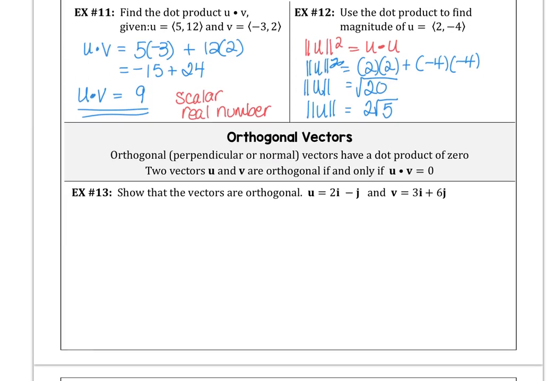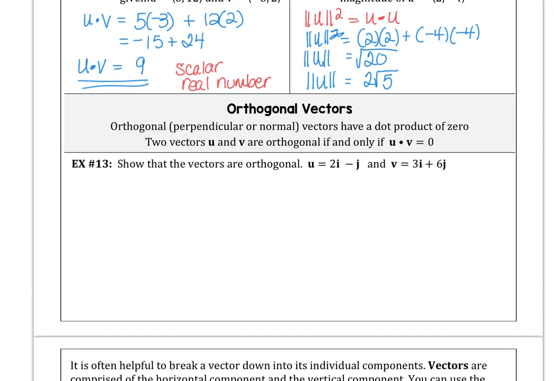In example 13, we're talking about orthogonal vectors. Now, what is an orthogonal vector? It's a perpendicular vector or normal vector. The word normal and the word orthogonal mean perpendicular. So orthogonal vectors have a dot product that's 0, and we want to show that vector u and vector v are definitely perpendicular to each other.